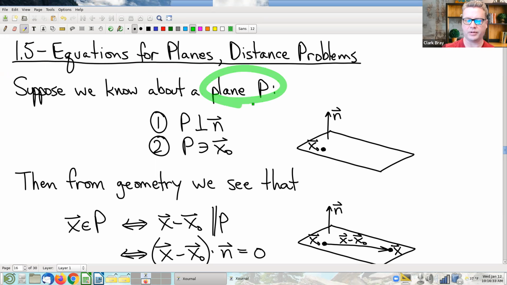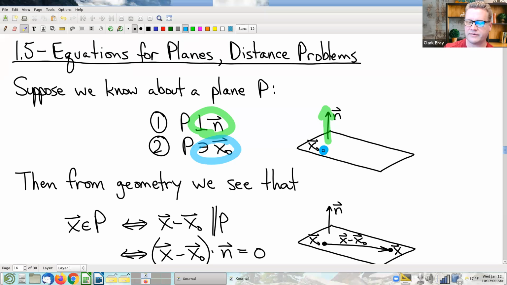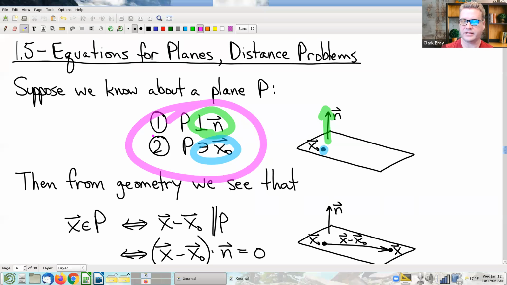Suppose we're interested in describing a plane and we want to find the equation for a plane. Keep in mind, an equation is a point tester, right? So I want to find a way to test. Somebody's going to come to me with a point X and say, hey, is this point X in your plane? What I know about the plane is that it is perpendicular to some normal vector and that it contains some given point X naught. So given these two geometric objects, how do I make a tester? How do I test some vector X?